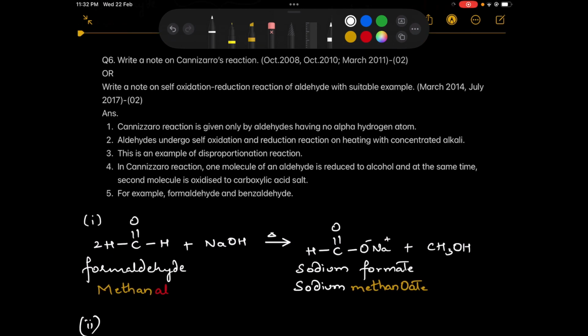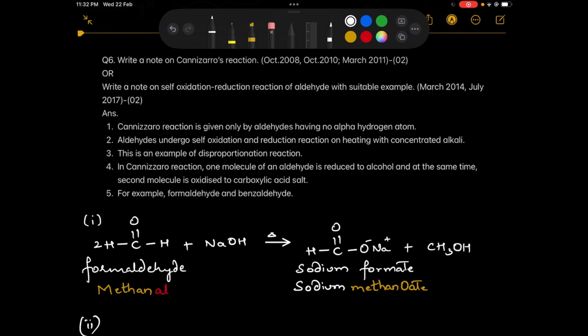See the next one. Write a short note on Cannizzaro's reaction. Now this is one of the most popular questions which you will observe in the question paper. Herein it can be asked for 2 marks or 3 marks. Sometimes, rarely, it can be asked for 4 marks also. So I have tried to put all the points over here.